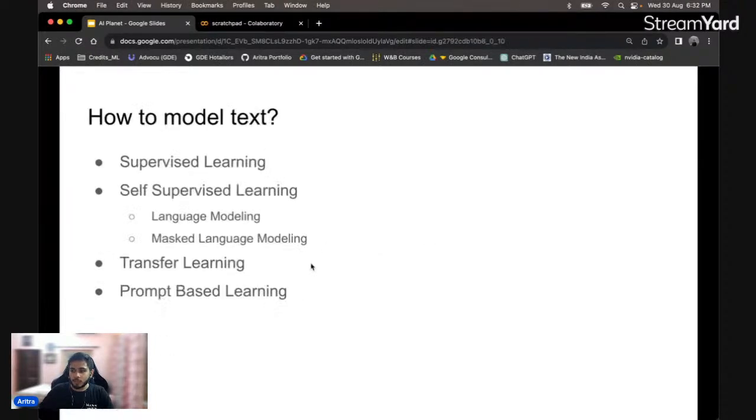Starting absolutely from the beginning, what we are trying to do with this LLM bootcamp is model text. And how do we model text? There are a bunch of methods to model text. One is supervised learning. Then comes self-supervision, transfer-based, prompt-based, and whatnot.